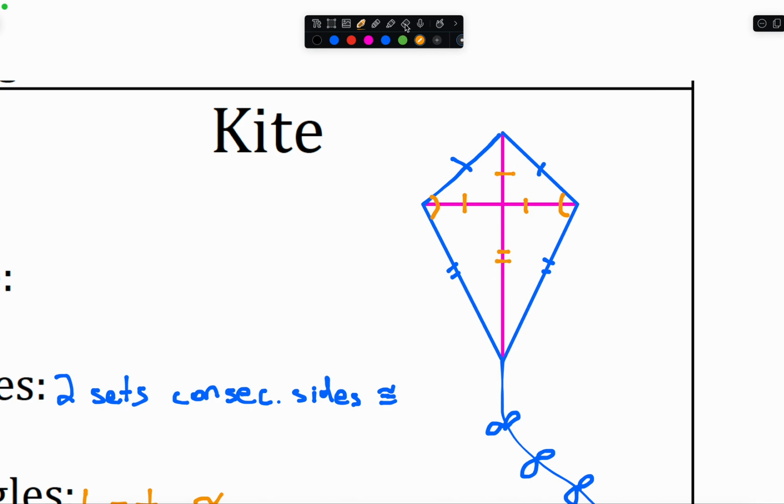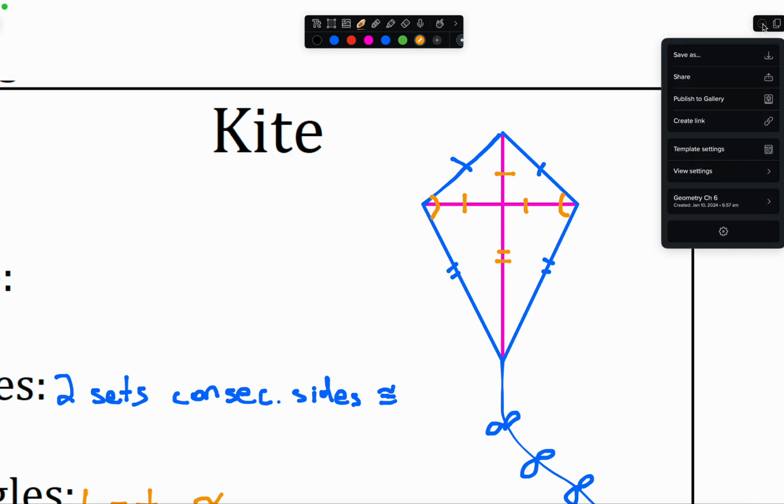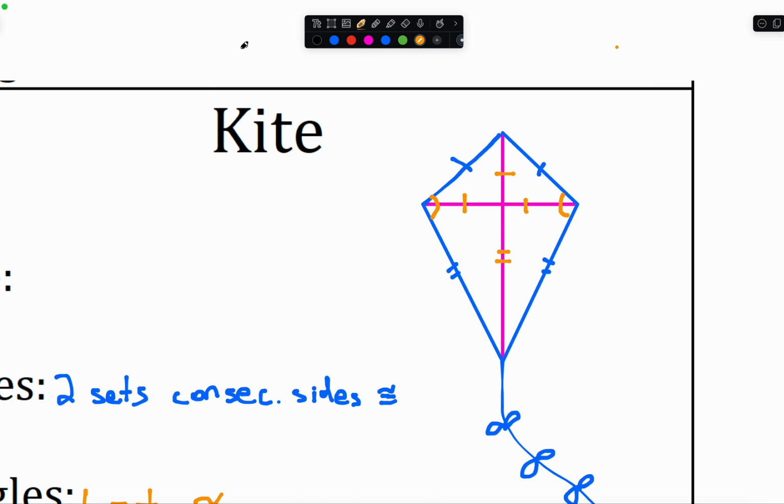Like that's not true. Where's my undo button? I don't have an undo button. I don't like that I don't have an undo button. I have to erase everything.